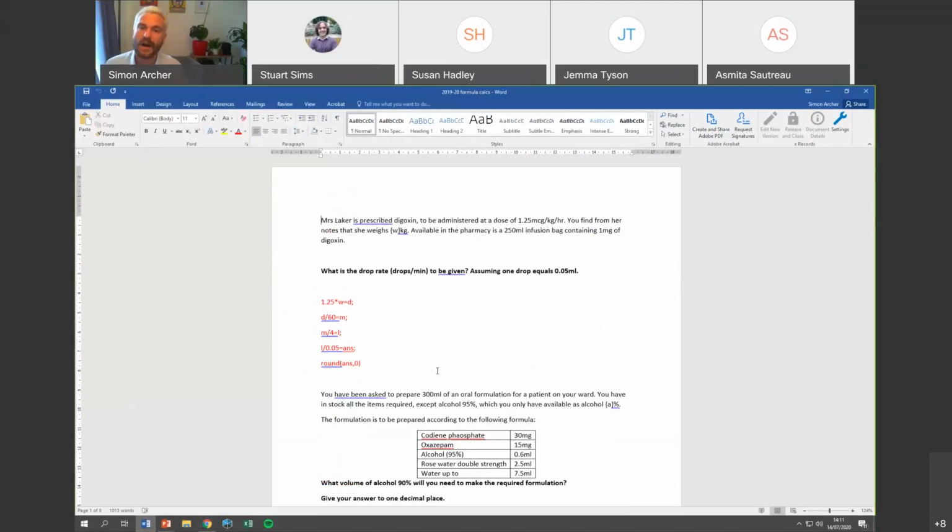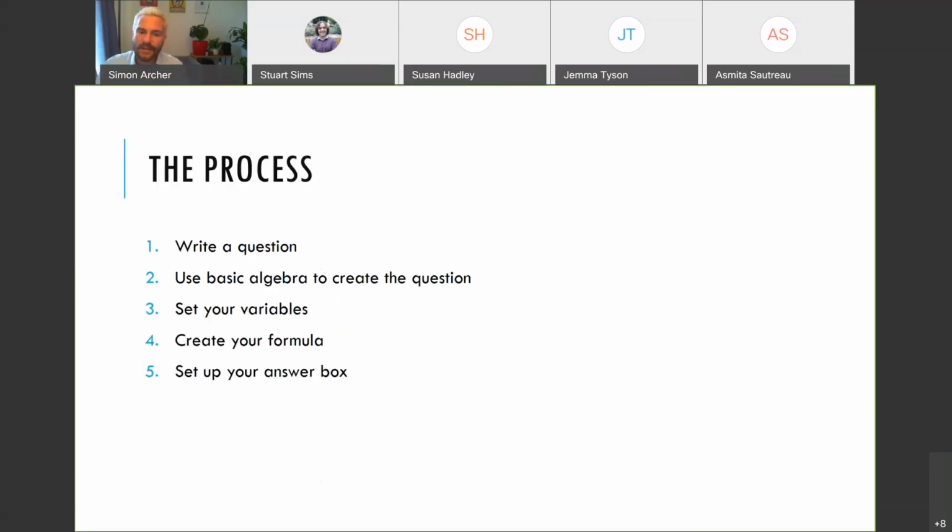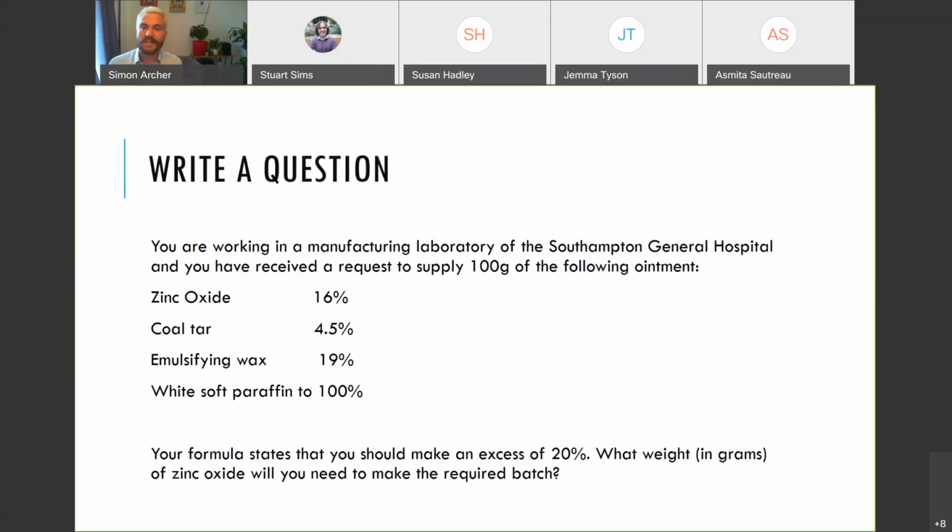The first thing I would start off with is writing this first prescription, where Mrs. Laker is prescribed digoxin at a dose of 1.25 micrograms per kilo per hour. So I've written my question. The next thing I need to do is use basic algebra to create the question. You don't need to be scared by this. It just takes some getting used to, because you are essentially creating your own algebra formula to go in the background. So we've got this question, the one that we just saw as our example.